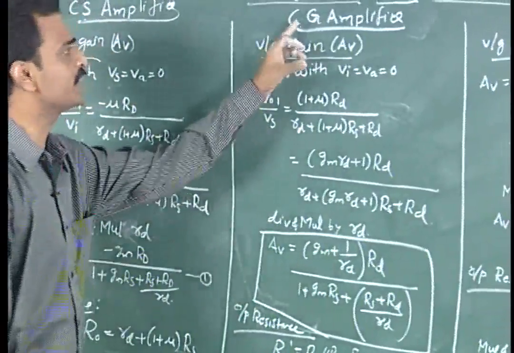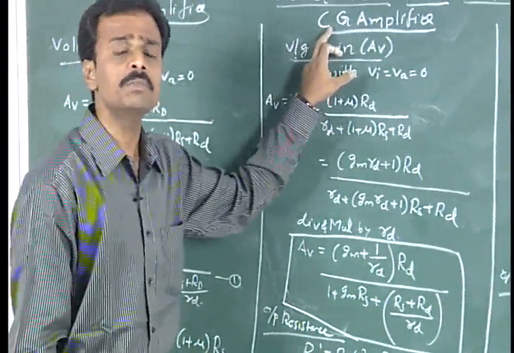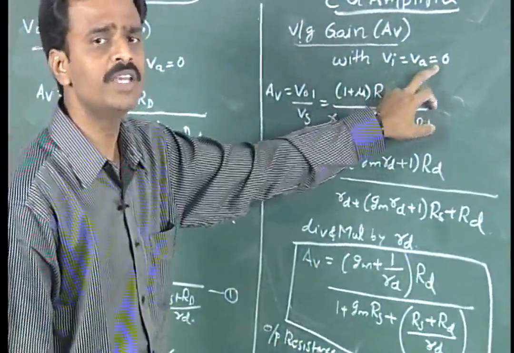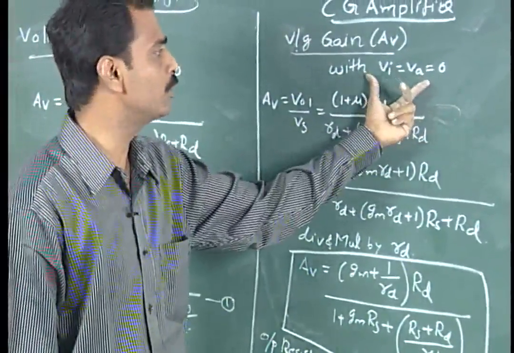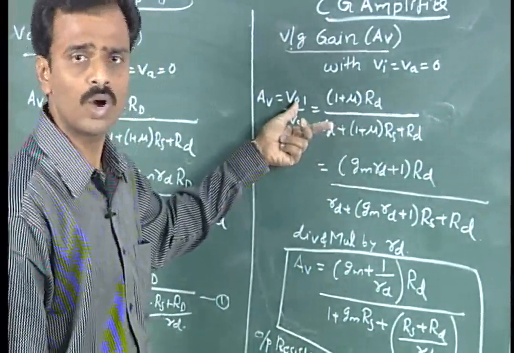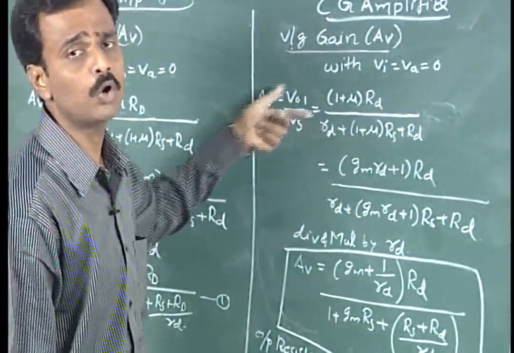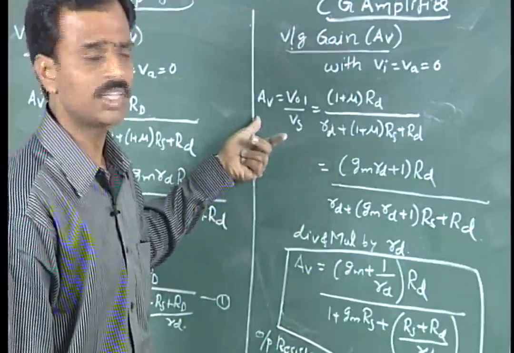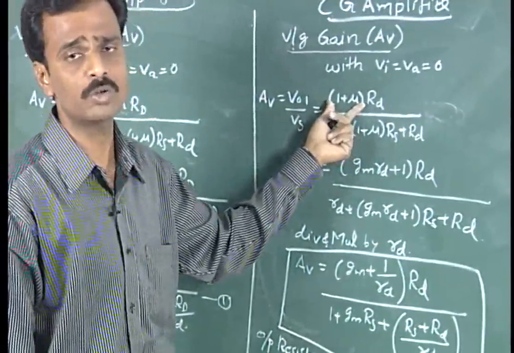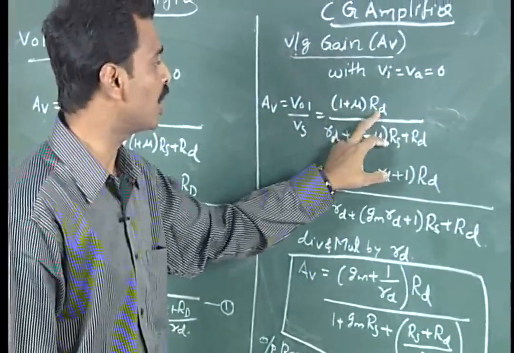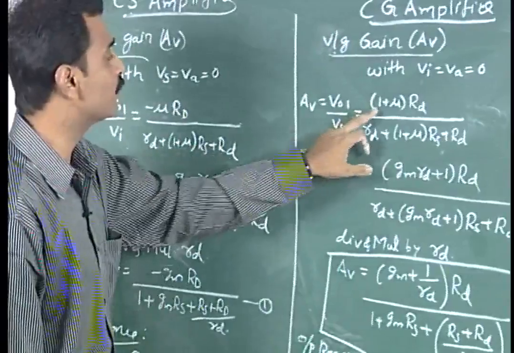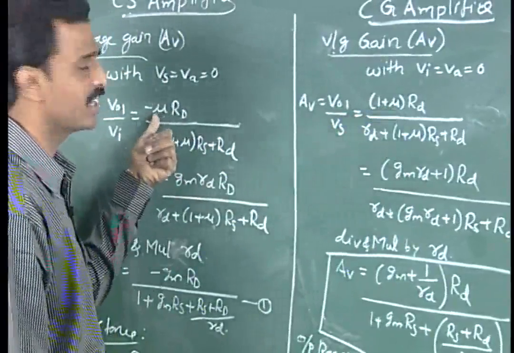Next, coming to the common gate amplifier. Whenever the gate is maintained common, we have seen the sources of input Vi and Va will be equal to 0. When these two are equal to 0, the input is now Vs and the output is collected across Vo1. So obviously the ratio of output voltage to the input voltage is the voltage gain. Now it will be 1 plus mu times, multiplied by 1 plus mu into Rd, and this remains the same as in the earlier case we have seen. The only difference is we have a 1 plus mu here, whereas it was a minus mu.